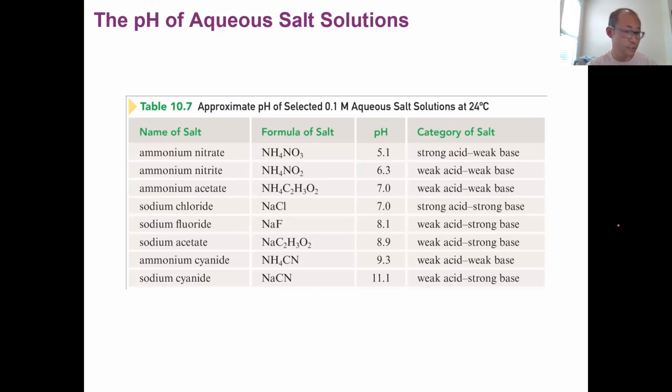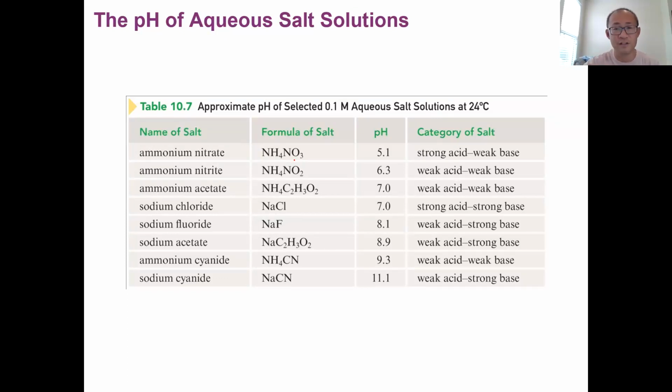Here, this table shows you a few examples. Some salts are from a weak acid and strong base, or weak base and strong acid, or strong acid and strong base, or weak acid and weak base. You can take a look at them and see if you can determine by yourself. You can cover the pH, cover the category, and see if you can determine them.